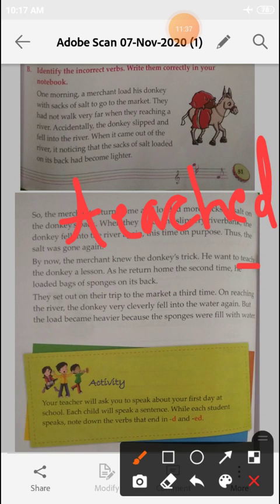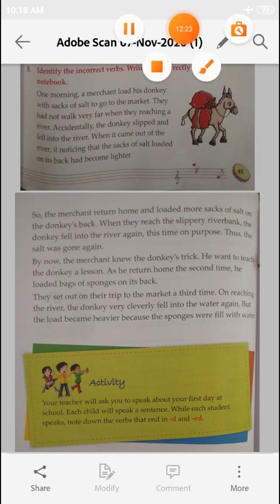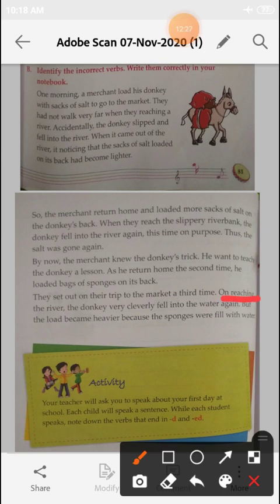As he returned home the second time, he loaded bags of sponge on its back. Students, here return is not the correct word. We write R-E-T-U-R-N-E-D, returned. They set out on their trip to the market a third time. On reaching the river, the donkey very cleverly fell into the water again. But the load became heavier because the sponges were filled with water. Students, reaching is not the correct word. Reached is the correct verb.